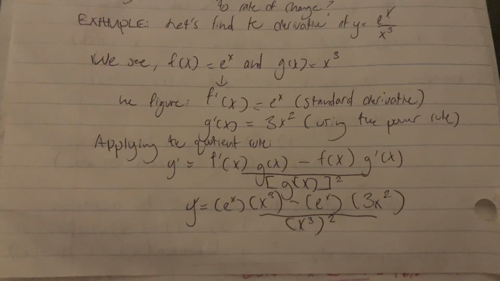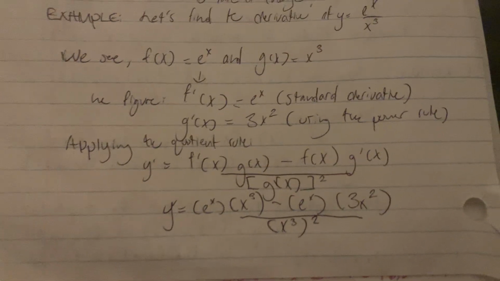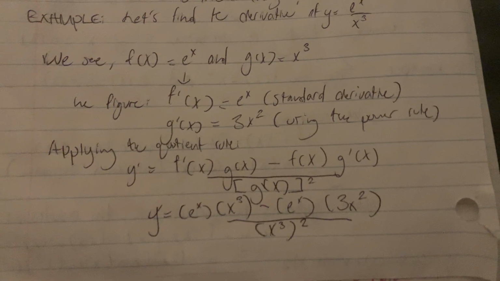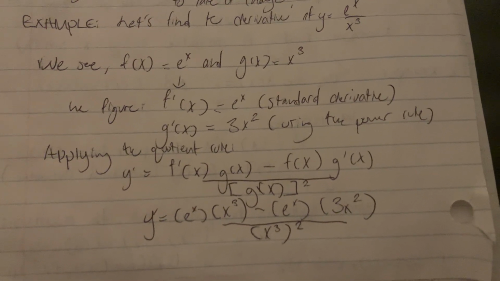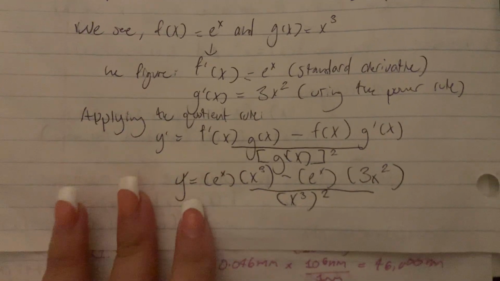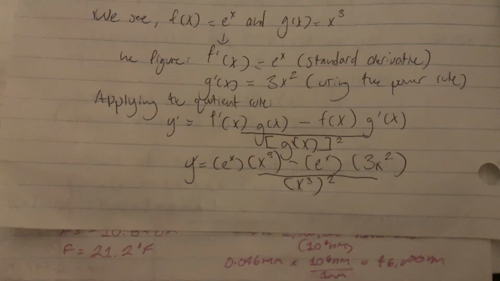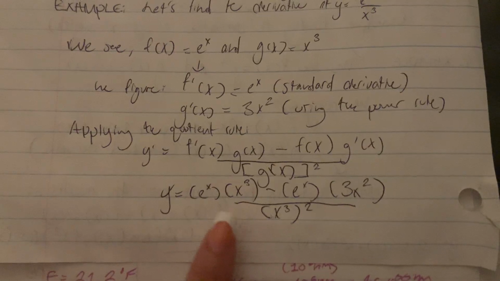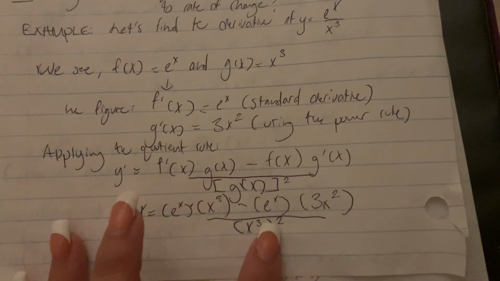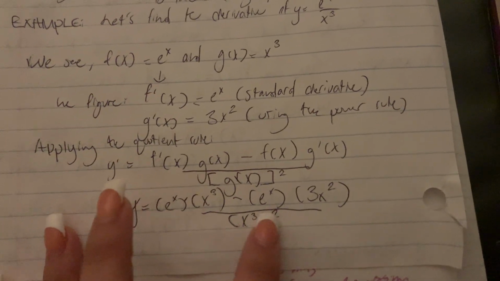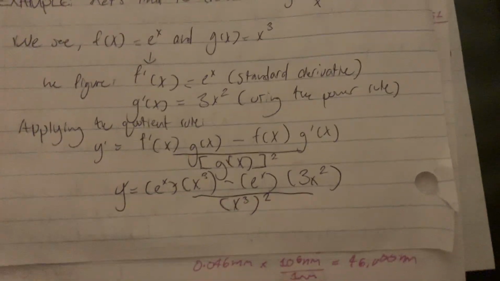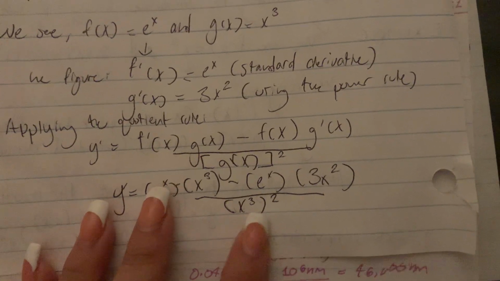When we apply the quotient rule, y prime equals f prime of x g of x minus f of x g prime of x over the quantity g of x squared, which ultimately results in y prime equals e to the power of x times x to the power of 3, minus the quantity e to the power of x times 3x squared, over the quantity x to the power of 3 squared.